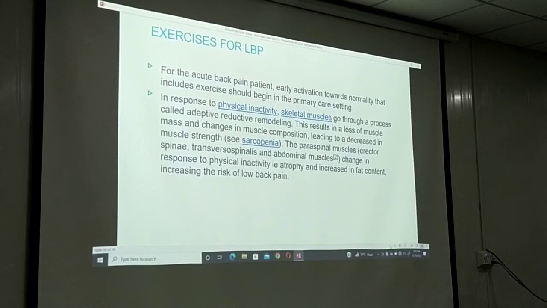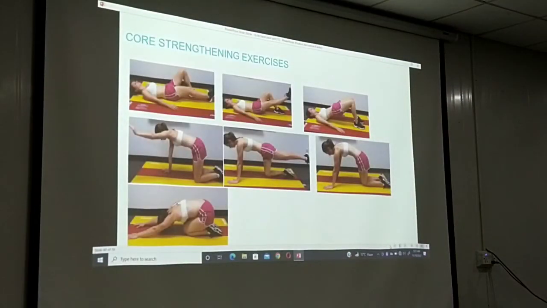For acute back pain, early activation towards normality that includes exercises should begin in the primary care setting. In response to physical inactivity, skeletal muscles go through a process called adaptive remodeling. This results in a loss of muscle mass and changes in muscle composition, leading to a decrease in muscle strength. Sarcopenia: the spinal, paraspinal muscles, erector spinae, transversospinalis, and abdominal muscles change in response to physical inactivity. There is atrophy and an increase in fat content, increasing the risk of low back pain.